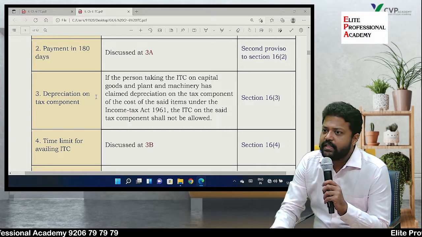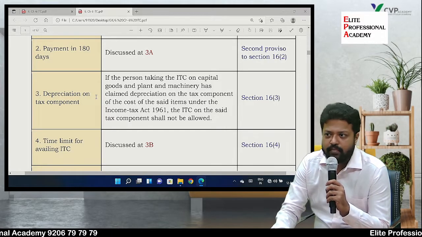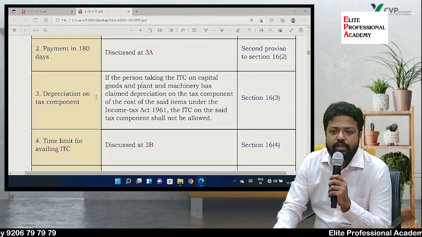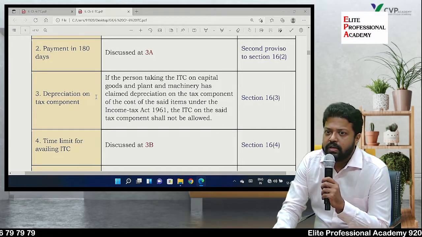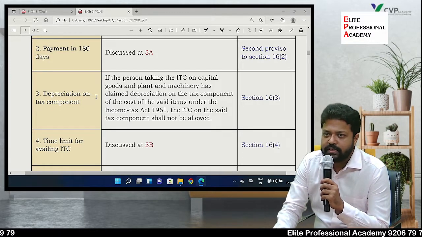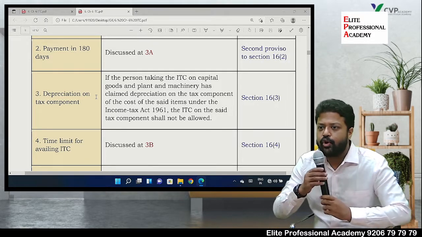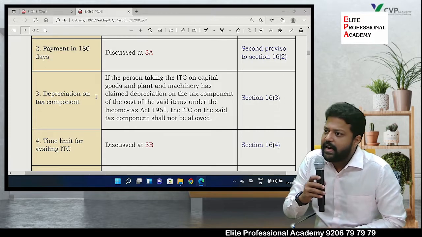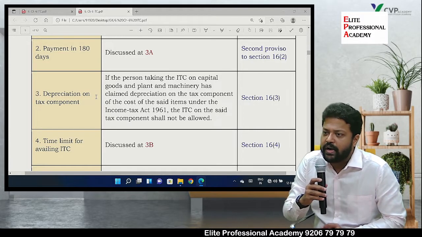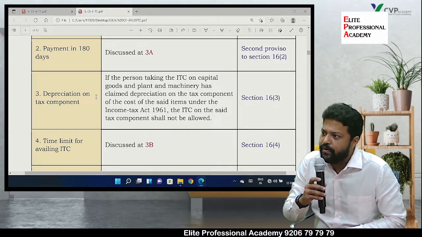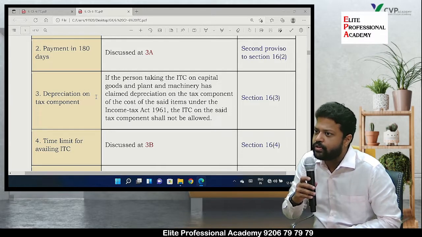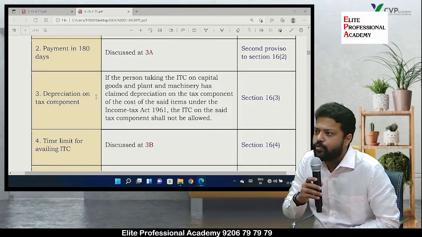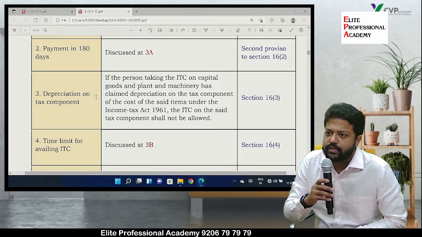Then we have seen the conditions to become eligible to claim the input tax credit. What are those conditions? Condition number one: the procurer has to be registered in GST. An unregistered person cannot claim the benefit of input tax credit. Then second, the person who is going to claim the benefit of input tax credit should procure the goods or services in the course or furtherance of business, or they should be intended to be used in the course or furtherance of business.